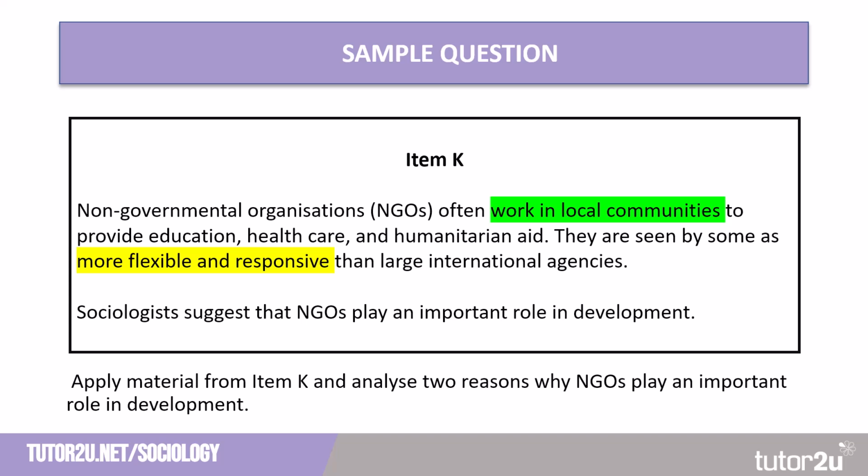NGOs generally are able to get feet on the ground in response to, for example, humanitarian crises very rapidly, certainly more quickly than large international agencies such as the IMF or the World Bank. And so these are two ways in which NGOs do play an important role in development. You could have alternatively focused on education, healthcare or humanitarian aid. However, I've focused on working in local communities and more flexible and responsive as my two reasons that NGOs are playing an important role in development, and I need to develop those.